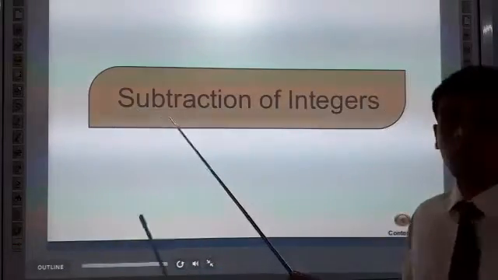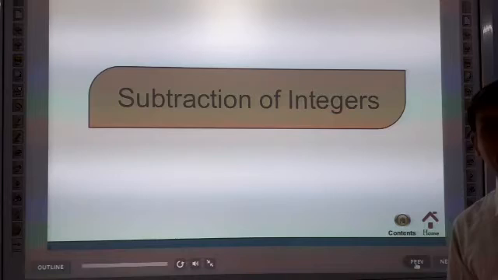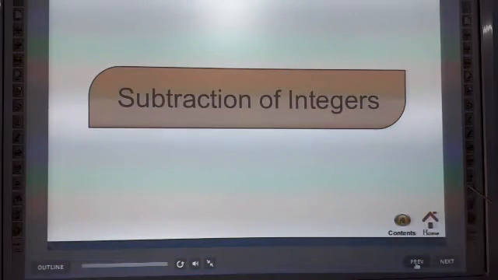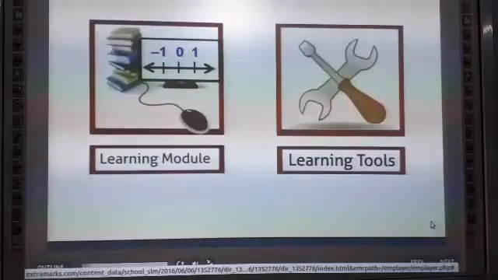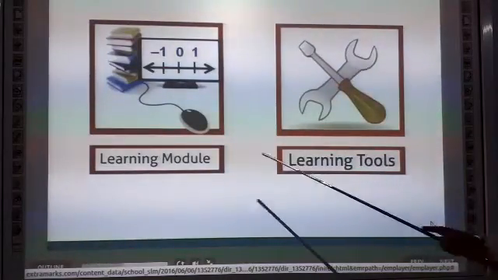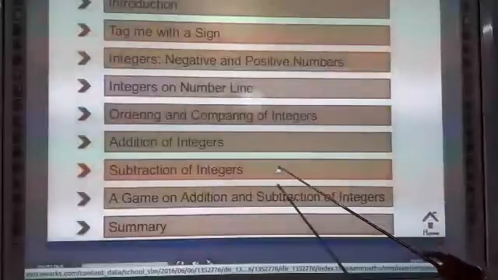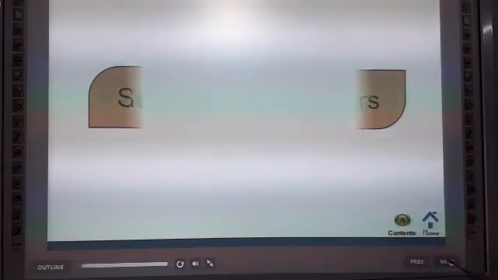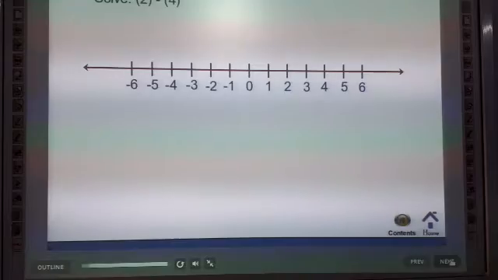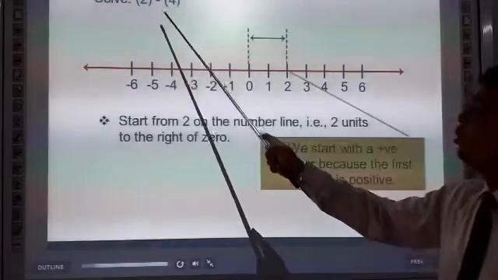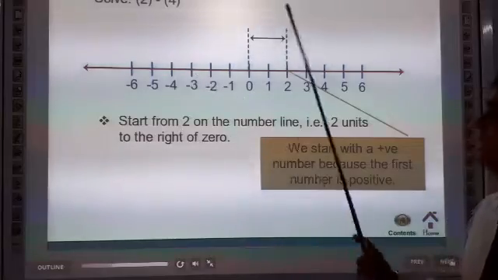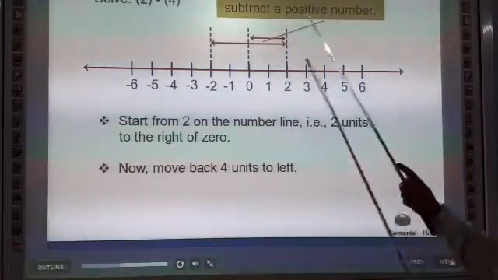Next topic: subtraction of integers. Look here. Subtraction of integers. First question, solve 2 minus 4. Show the number line. Look here.